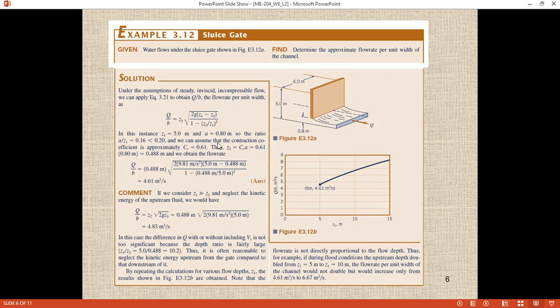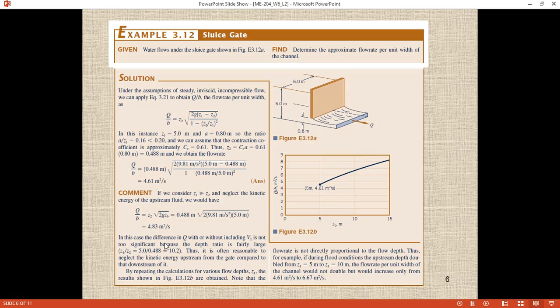So by using this you can calculate Z2, and finally we insert all the values here, and Q with respect to width we got 4.6 meter square per second. It should be meter cube per second, but since we are calculating per unit width, it will be 4.61 meter square per second. If we consider Z1 greater than Z2 and neglect the kinetic energy of the upstream fluid, the value will be 4.83 meter square per second. So you can see the value is increased a little bit.